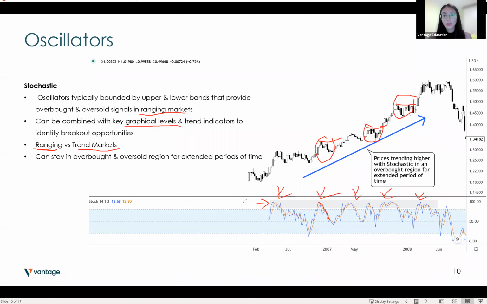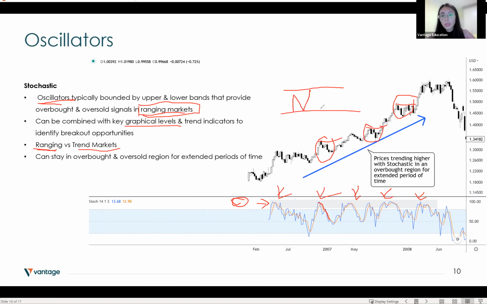So when price enters into this overbought region that we have over here, you can see that it can stay in the overbought region for extended periods of time in strong trending markets. So I think the main takeaway from this is that when you use oscillators as much as possible, do look at the market structure and identify whether prices are moving sideways.